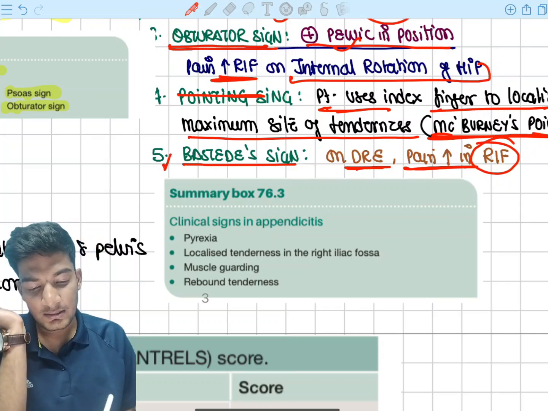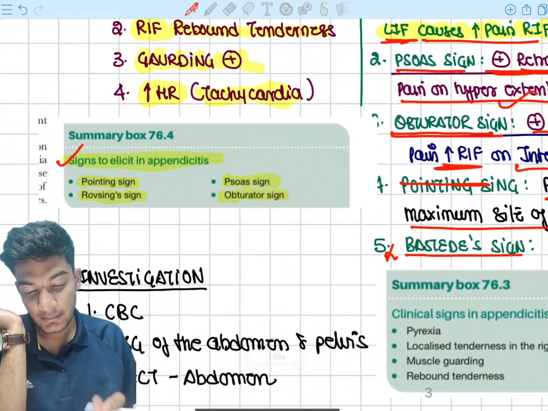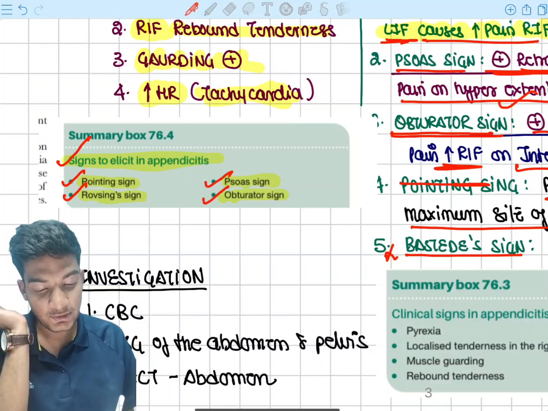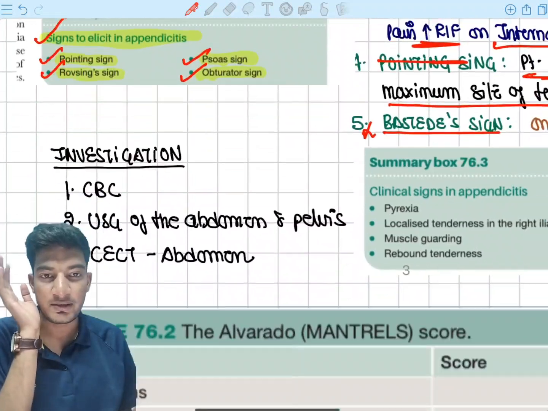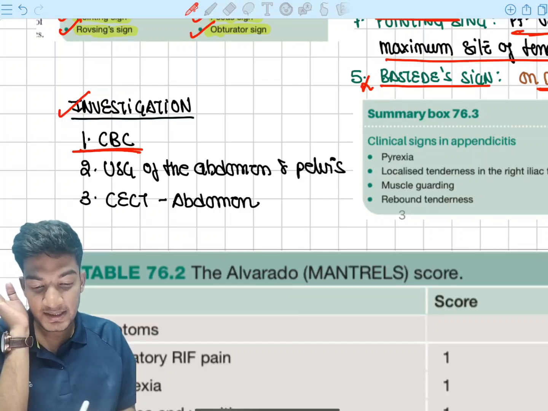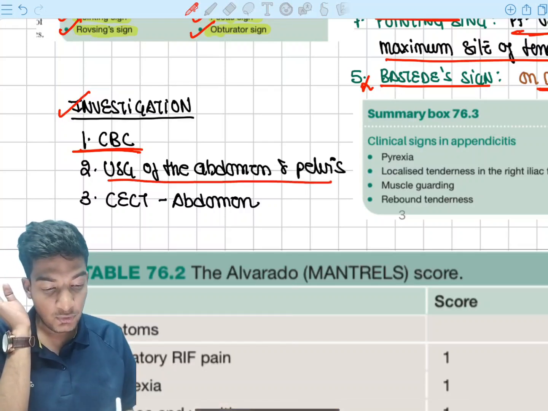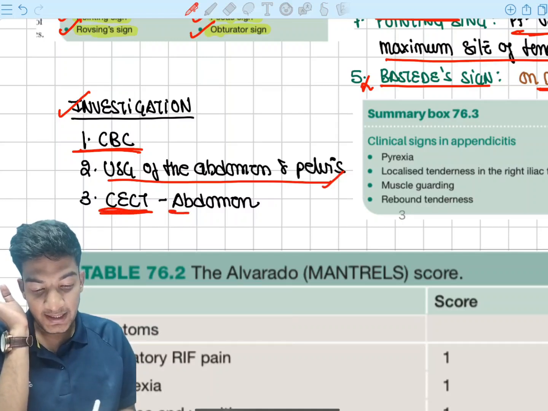This is not more common, but these four, which are given in Bailey itself, the pointing sign, the Rovsing sign, the psoas sign, and the obturator sign, must be remembered. Fine, let's deal with the investigation part. Investigation includes CBC, very often the first one to be done, ultrasound of the abdomen and pelvis, contrast enhanced CT scan of abdomen.